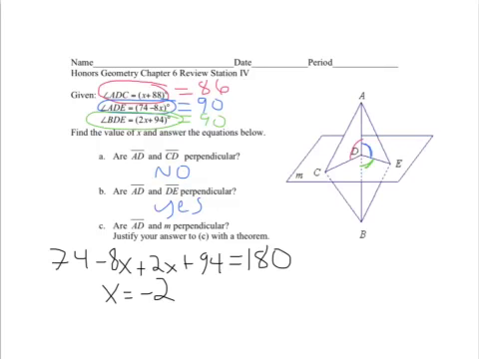But if I look at my last one, are AD and plane M perpendicular? Justify your answer with a theorem. My answer would be no. The theorem that I would use is that you need to have, if AD is perpendicular to 2 lines in the plane, then it's perpendicular to the plane, but it's only perpendicular to 1 line, so that's not true.